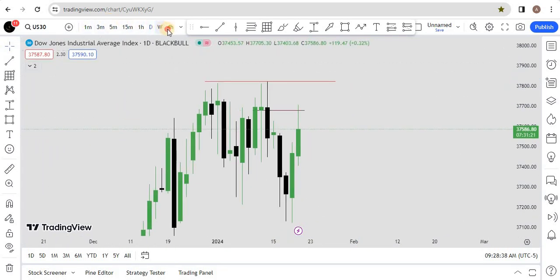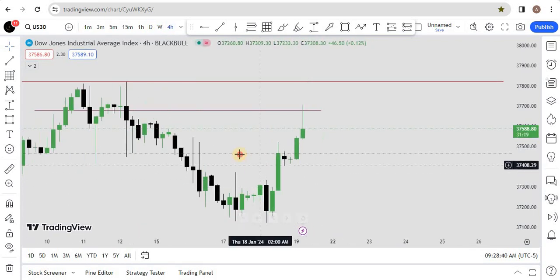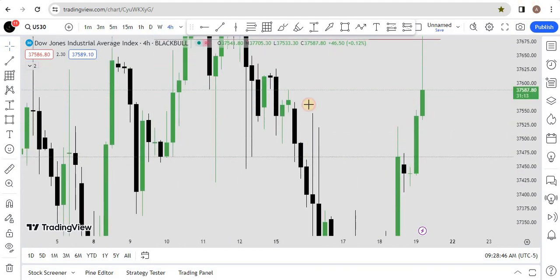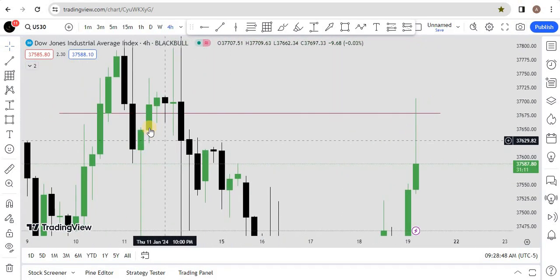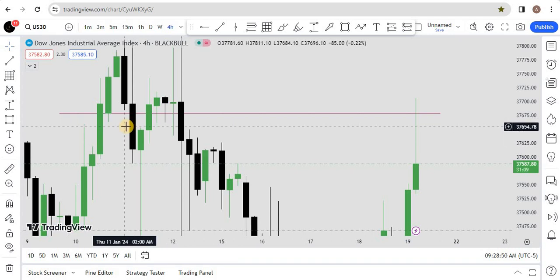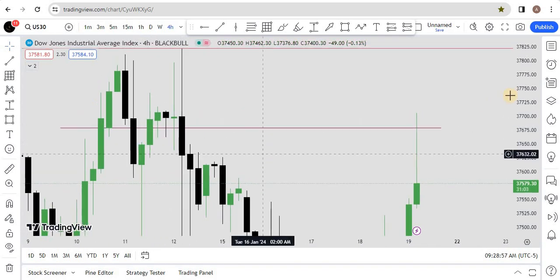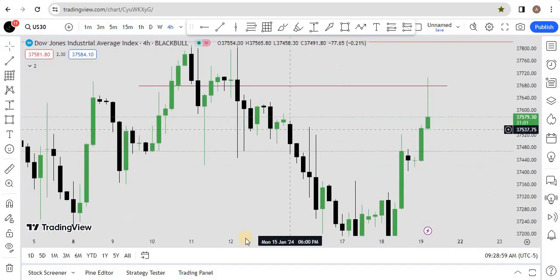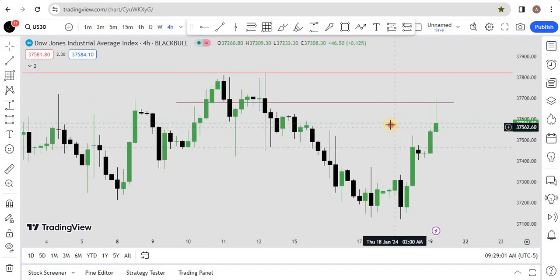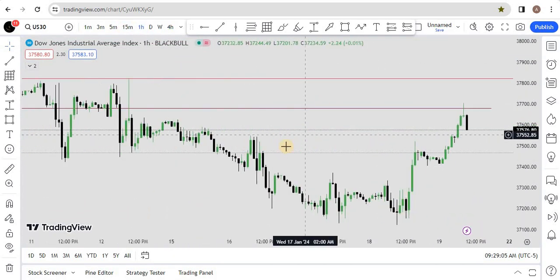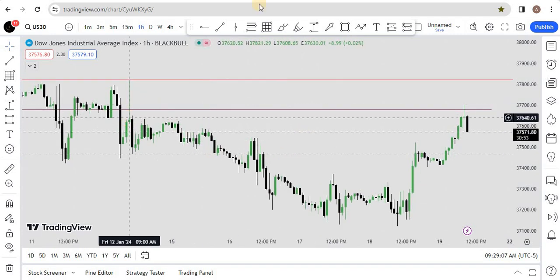Then we have to go to the 4-hour time frame and see if we tapped on this order block of the 4-hour time frame. We have to see if we have any imbalance here. We have this inversion fair value gap, but we have to wait because price is choppy, going back and forth. Then we go to the 1-hour time frame to see if there is any good reaction.